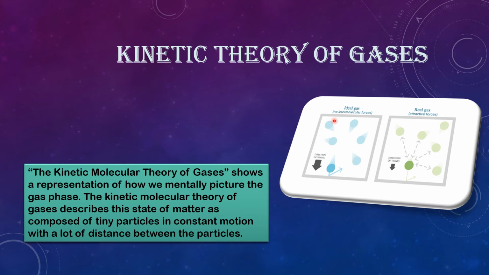See the diagram, ideal gas and real gas. In case of ideal gas, no intermolecular forces are there. But in case of real gas, attractive forces are there. So we can say, in order to explain the common behavior of gases, Boltzmann, Clausius, Maxwell put forward a theory known as kinetic theory of gases. This theory is based on some fundamental assumptions stated below.